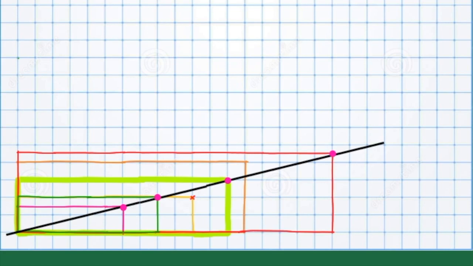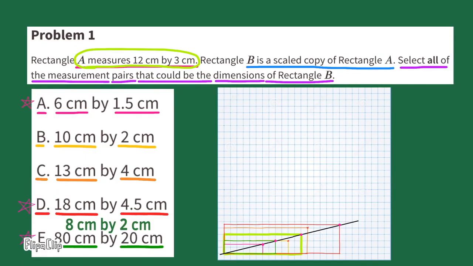If you look close enough, you'll see that three of these rectangles line up perfectly with rectangle A. So examples A, D, and E are all scaled copies of rectangle A and could be rectangle B. And examples B and C are not scaled copies of rectangle A, therefore they could not be rectangle B.